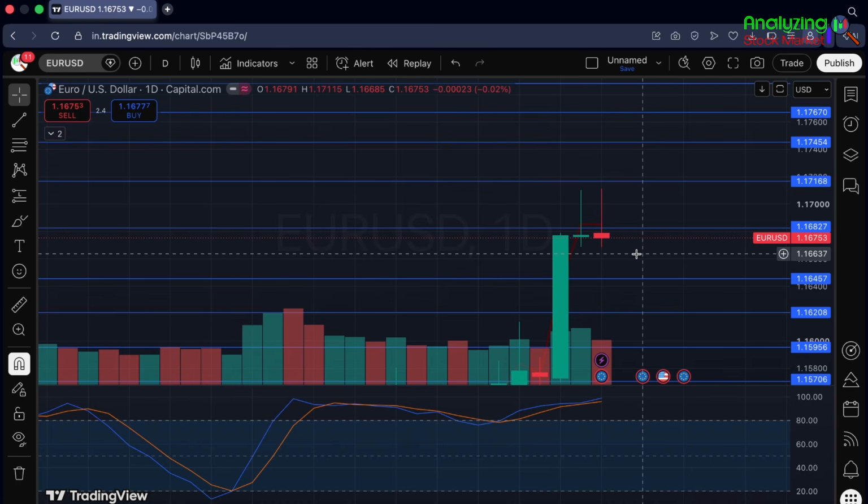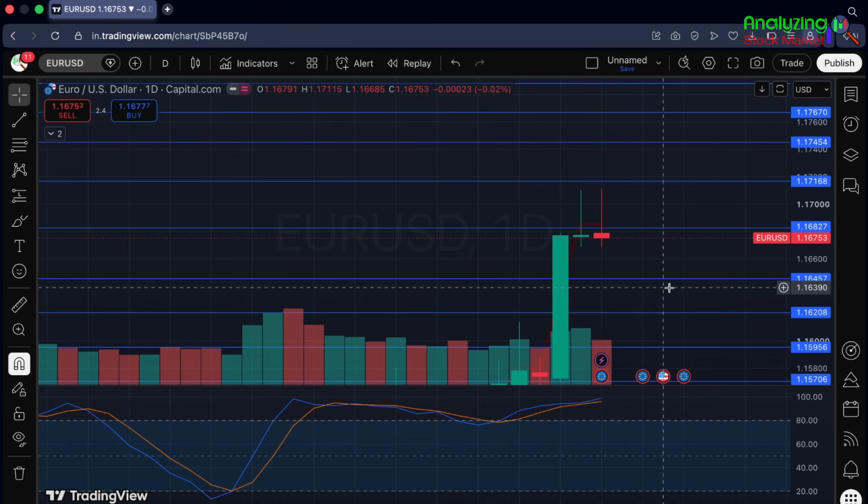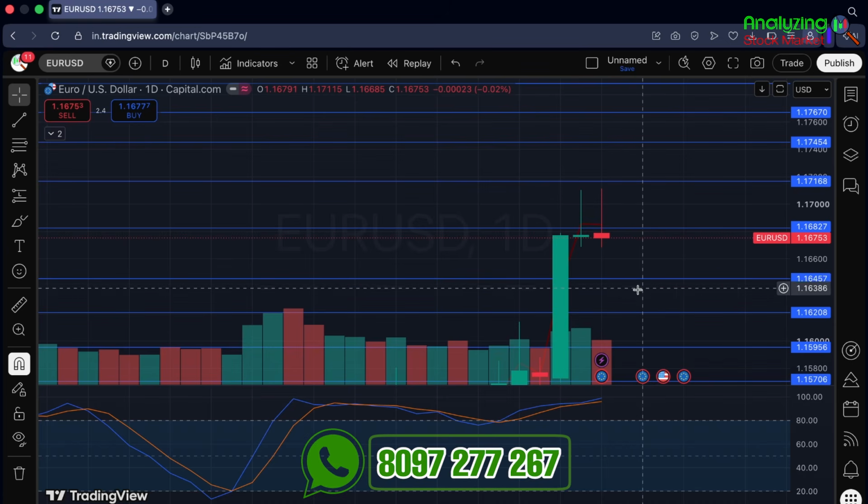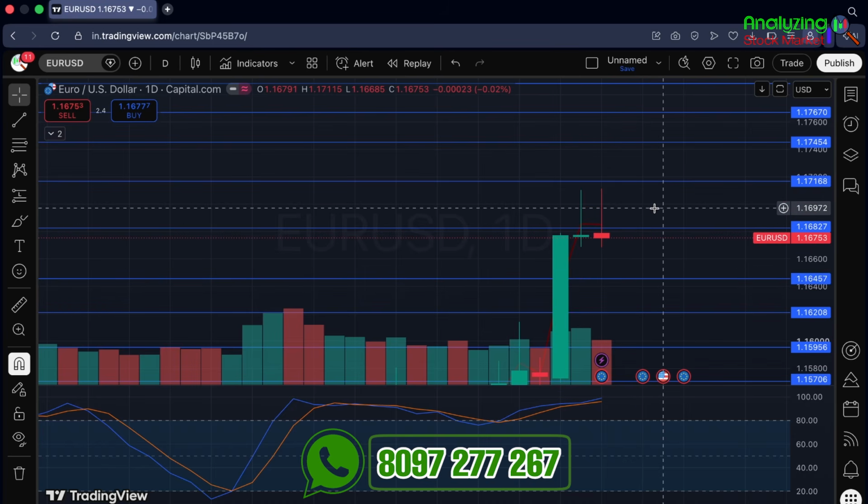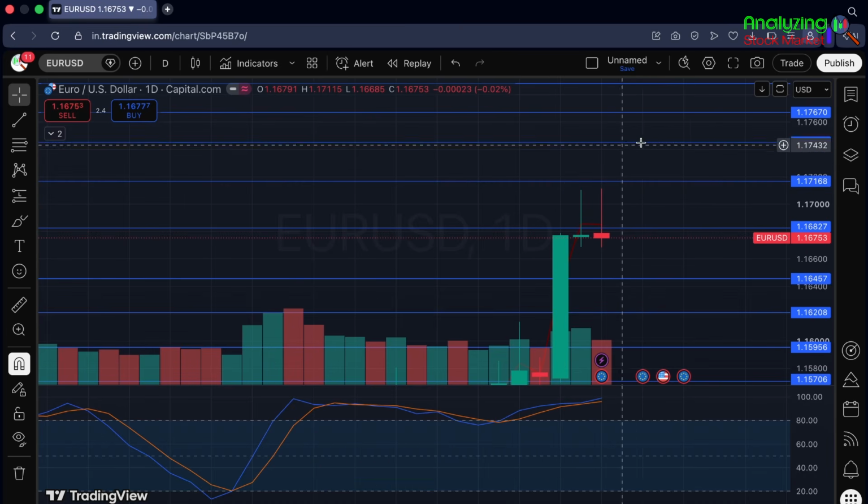Now let's talk about my opinion on EUR/USD for this week. According to the previous week's momentum, I'm expecting a negative move in this range, between 1.16208 and 1.16457. But if you're going for any long trade, then only go long once 1.16827 gets breached with a one-day candle closing. You can go long till the next level, and you can even wait for this level as well.